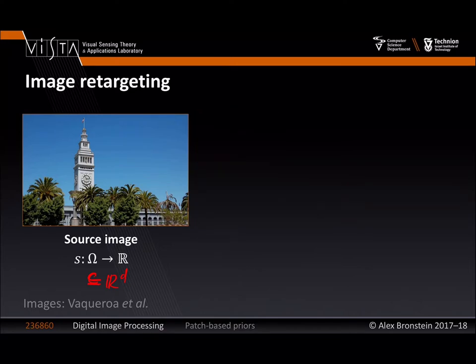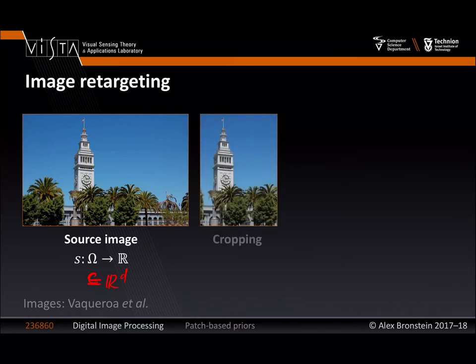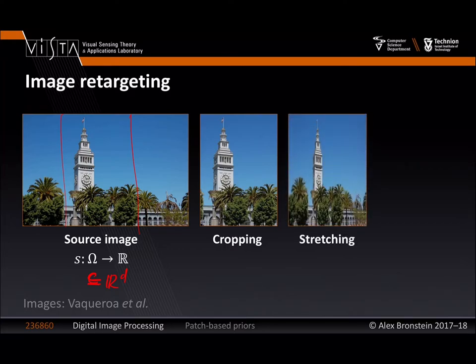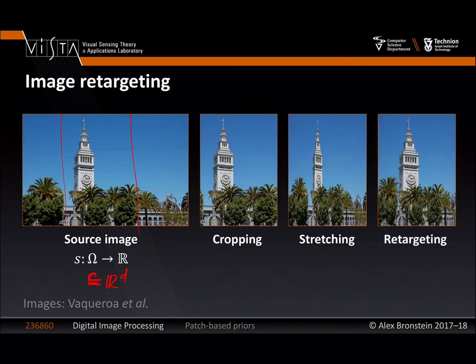One of the simplest ways is just to do cropping. So I just took this portion and the rest is gone. Well, but you might lose some important information. Then another thing you can do is stretching. This is stretching. So all the image is there, but the proportions are wrong, so circles will become ellipses.